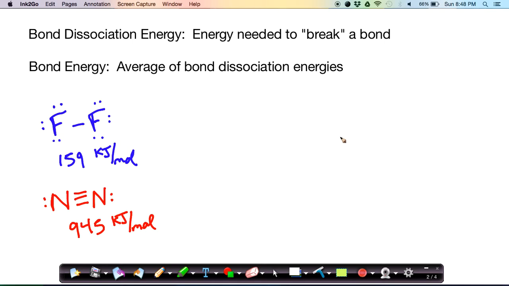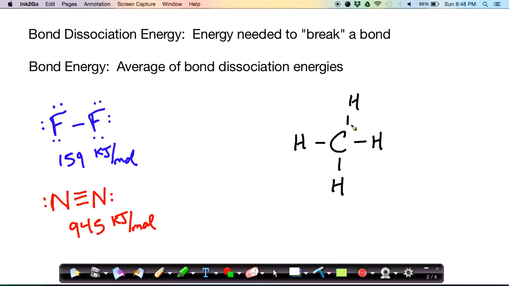More generally, we define bond energy as the average of bond dissociation energies for a particular molecule. So what this means is if we're looking at a molecule with multiple bonds like methane, where we have a carbon bonded to 4 hydrogens, so 4 carbon-hydrogen bonds, if we were going to break all 4 of these bonds, it's not going to take the same amount of energy to break each one.